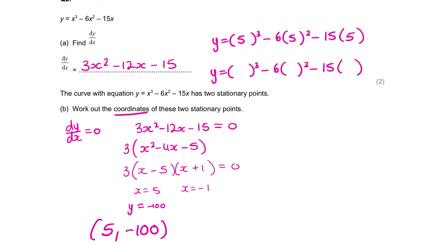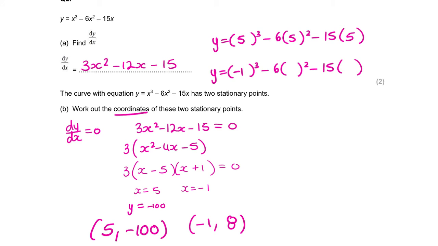coordinates are in brackets. Okay, now when I substitute in minus 1, I'm going to make sure, again, I have my brackets. It's really important that you use brackets when substituting into a calculator, so your calculator doesn't get confused and do the indices first. And then I get 8. So (-1, 8).